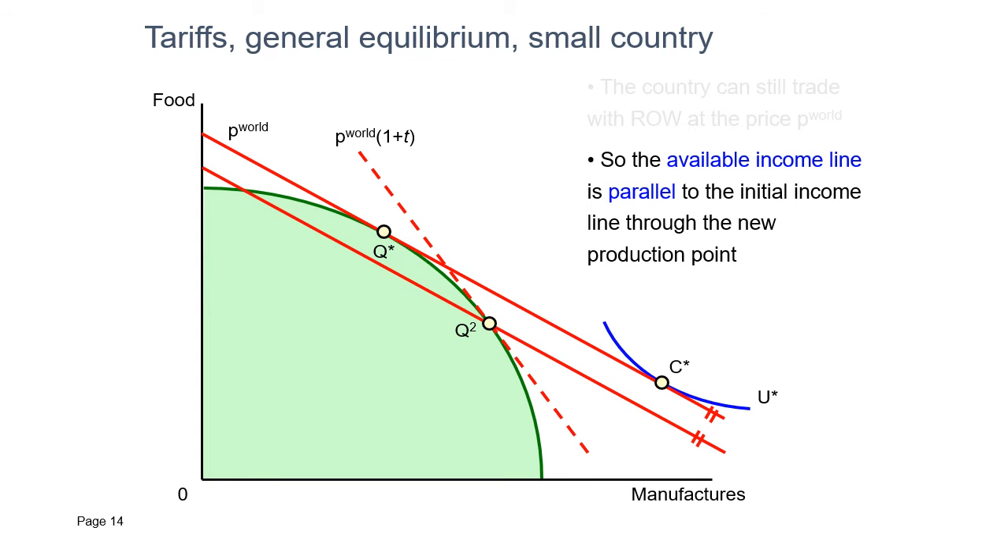That is the one aspect we need to consider. So we draw our original world line, we shift that line parallel, and we draw it through our new production level Q2.